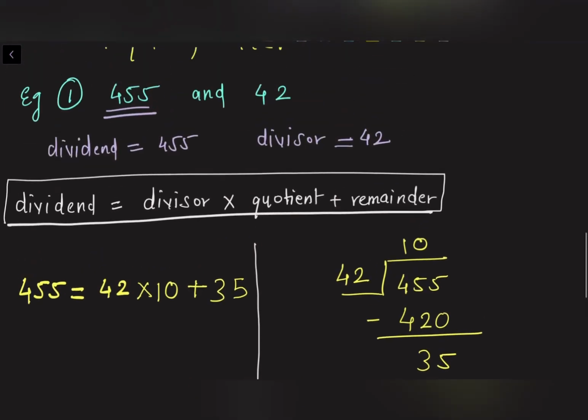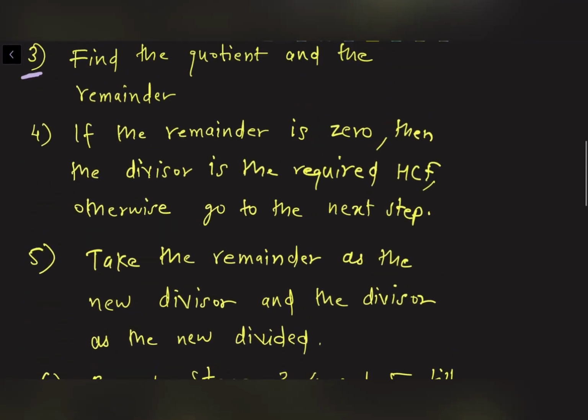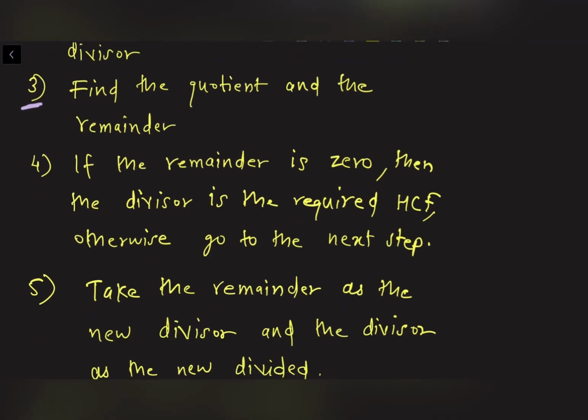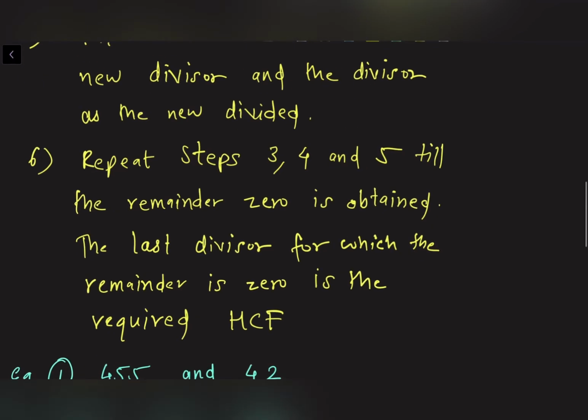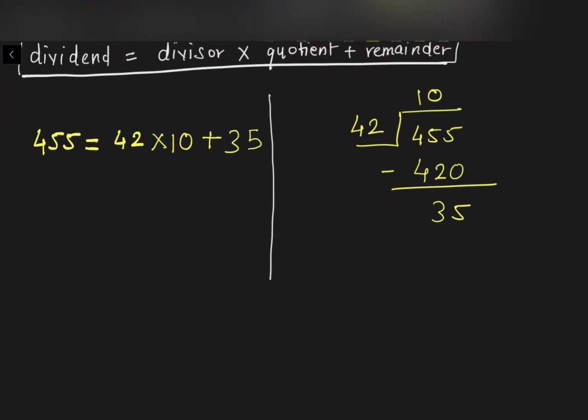Now we have found the quotient and the remainder, right? According to Euclid's division algorithm, the quotient is 10 and the remainder is 35. What is the next step? If the remainder is 0, then the divisor is the required HCF. Otherwise, go to the next step. Our remainder is 35. It is not 0, so we have to go to the next step.